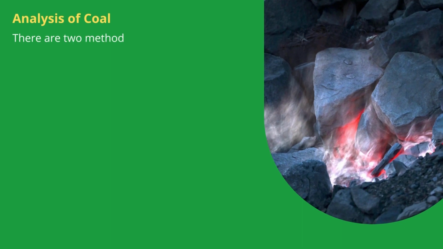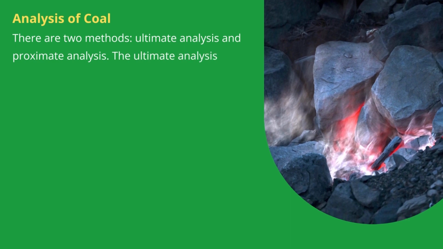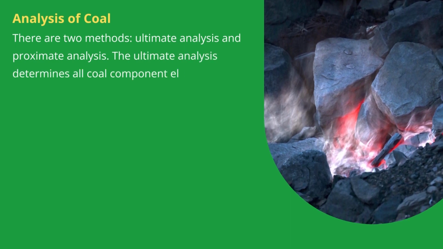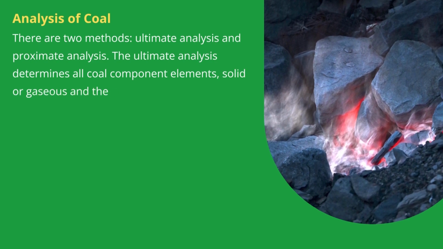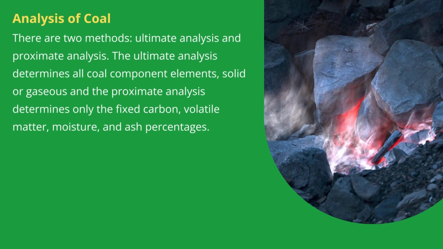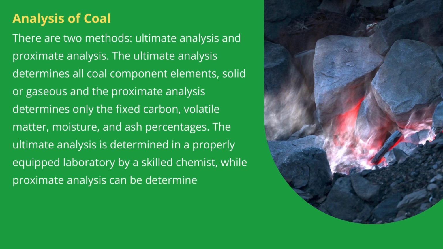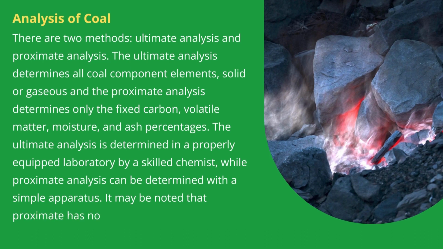Analysis of coal. There are two methods, ultimate analysis and proximate analysis. The ultimate analysis determines all coal component elements, solid or gaseous, and the proximate analysis determines only the fixed carbon, volatile matter, moisture and ash percentages. The ultimate analysis is determined in a properly equipped laboratory by a skilled chemist, while proximate analysis can be determined with a simple apparatus. It may be noted that proximate has no connection with the word approximate.